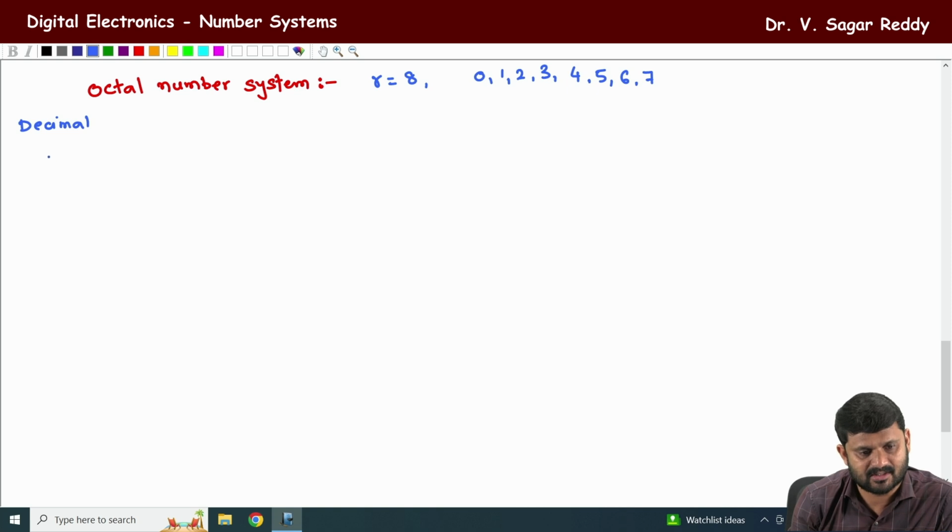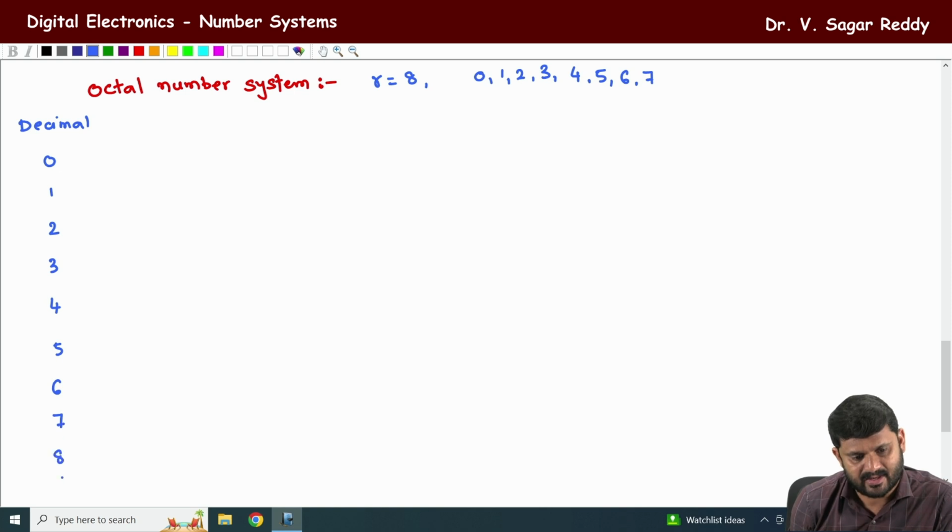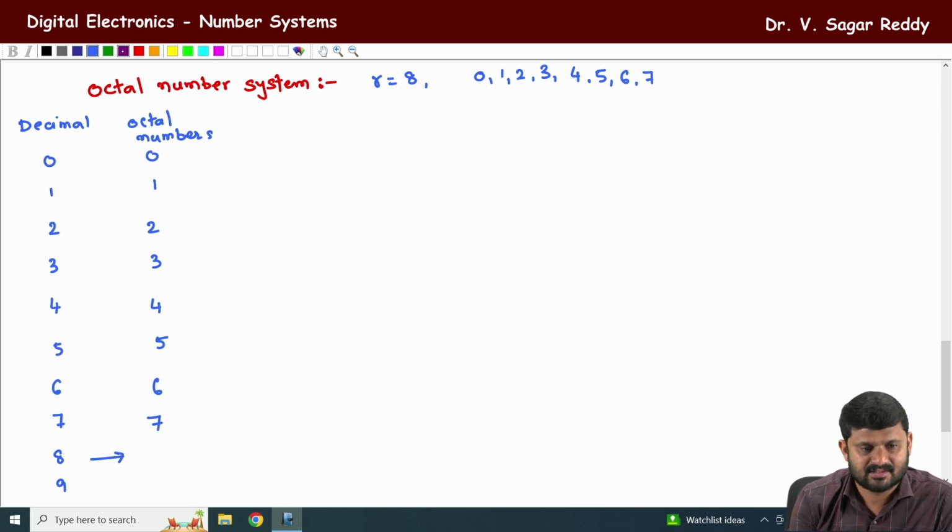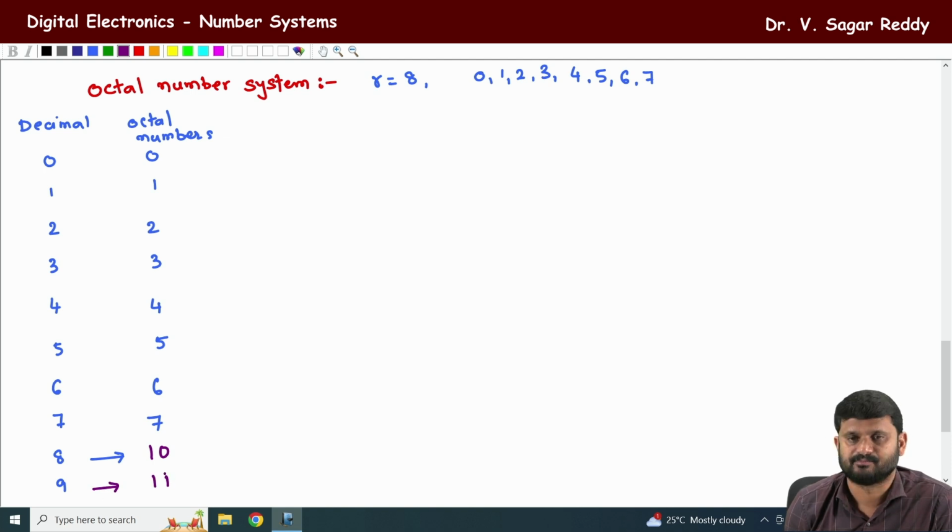In decimal, we can write 0, 1, 2, 3, 4, 5, 6, 7, 8, 9 like this. Now the corresponding octal numbers. Here you can write 0, 1, 2, 3, 4, 5, 6, 7. Then this 8 can be written as 10, and this is 11.